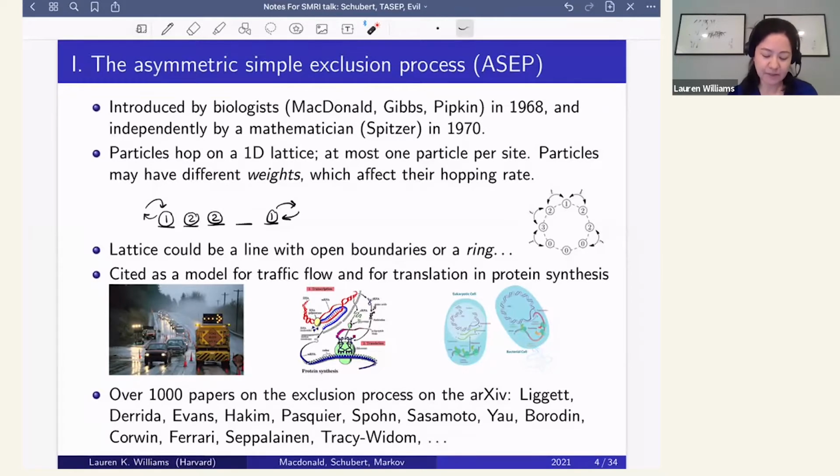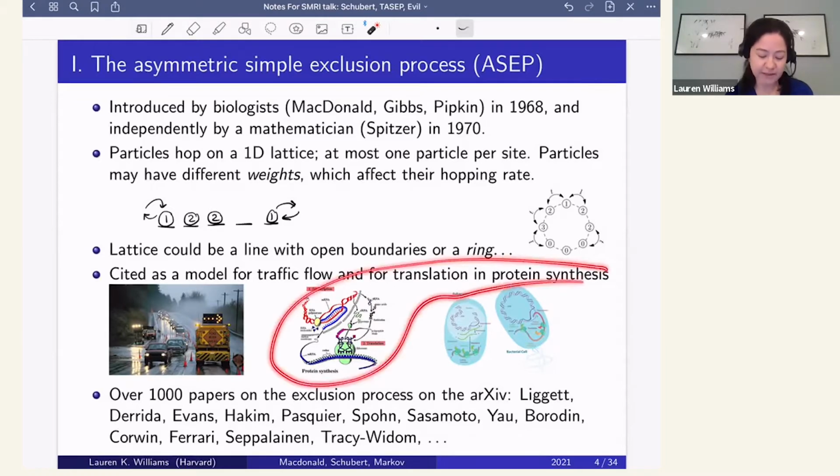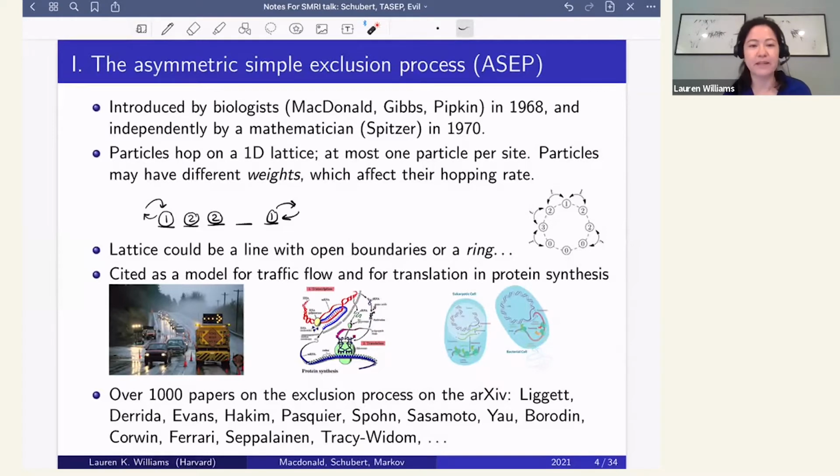The model was introduced by biologists as a model for translation in protein synthesis, and has also been cited as a model for traffic flow. And the ASEP has been extensively studied. There are more than 1,000 papers on the arXiv, and this is a very incomplete list of names of people who have worked on the model.